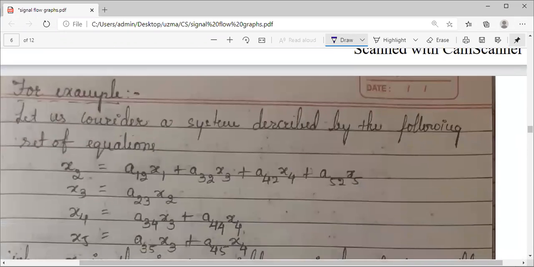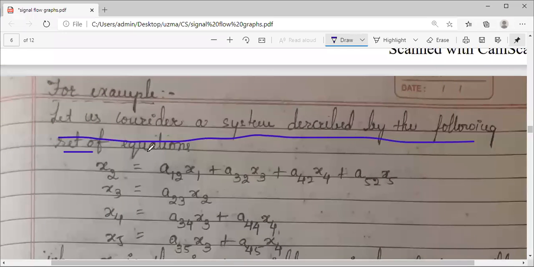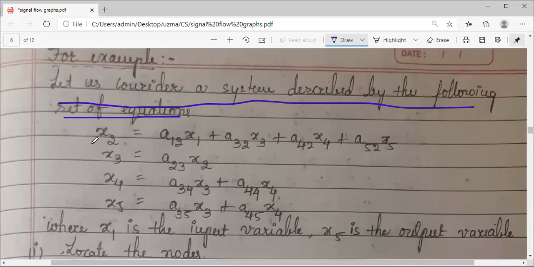Let us consider a system described by the following set of equations. So we have some equations. This is given data. In the question, it is given to you. X2 is equal to A12 X1, A32 X3, A42 X4, and A52 X5. So this is given to you.